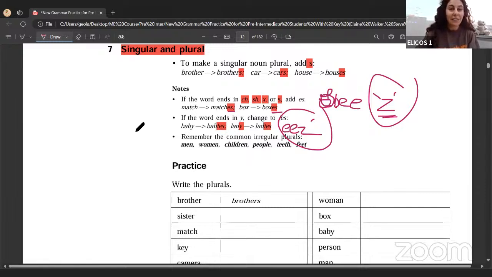Remember, there are some irregular, which we know: men is the plural for man. Women is the plural for woman. Children is the plural for child. People is the plural for person. Teeth for tooth, and feet for foot. So again, remember, we are talking about countable. These are countable.